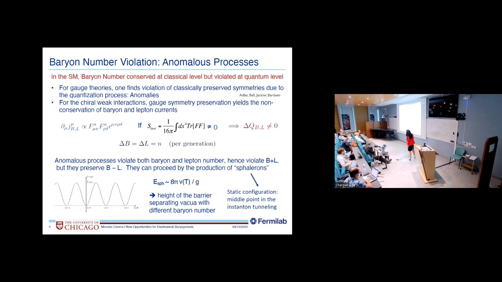And this is going to be very important because it's at the core of electroweak baryogenesis. Besides the instanton tunneling, there is another object, the sphaleron, which is a static configuration given at the top here, the middle point in the instanton tunneling. The height of this barrier, E sphaleron, is proportional to the vacuum expectation value of the Higgs at the given temperature, and it's what separates vacua with different baryon numbers. So the sphaleron configuration and its relation with the vacuum expectation value of the Higgs is what is going to be the answer for baryogenesis.